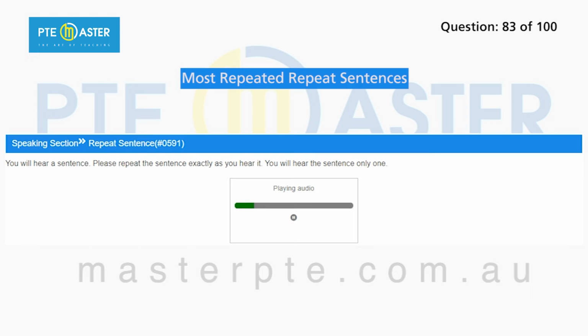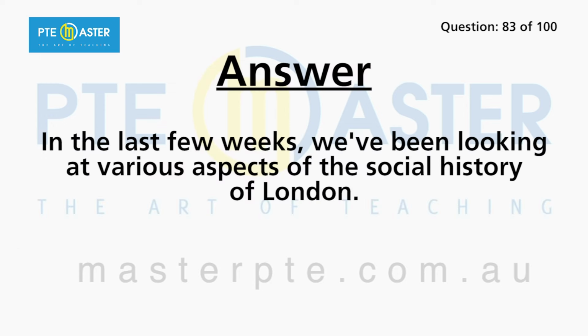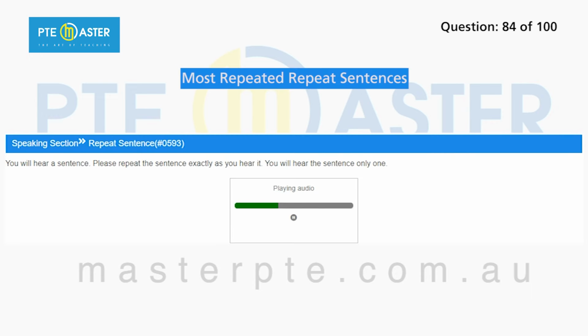In the last few weeks, we've been looking at various aspects of the social history of London. International students can get help with locating housing near the university.